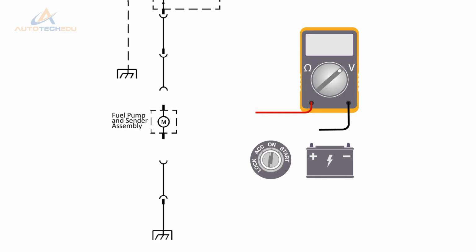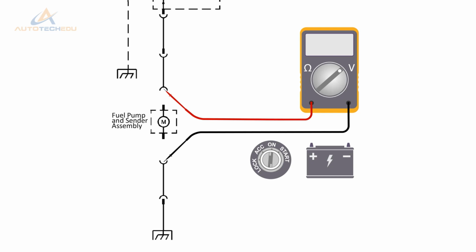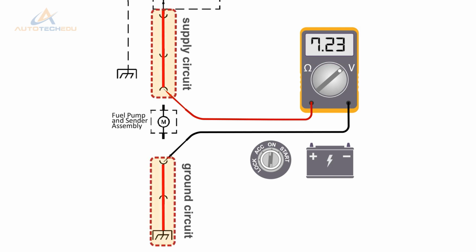Excess resistance in either circuit may cause a lack of flow or pressure. With the meter connected between the supply and ground terminals of the fuel pump connector and the scan tool commanding the pump circuit active, a meter reading of significantly less than battery voltage indicates excess resistance. We need to isolate the excess resistance to the supply or ground circuit.